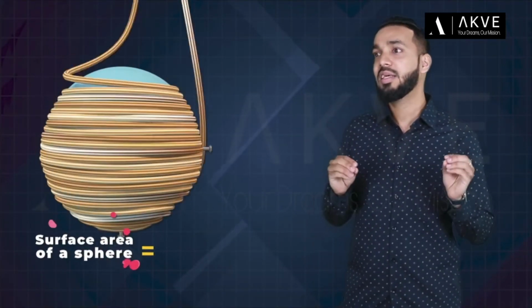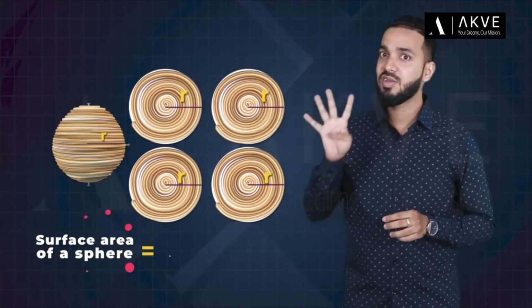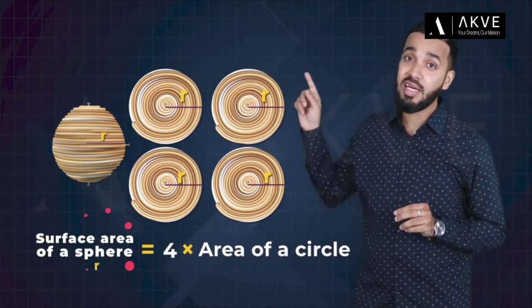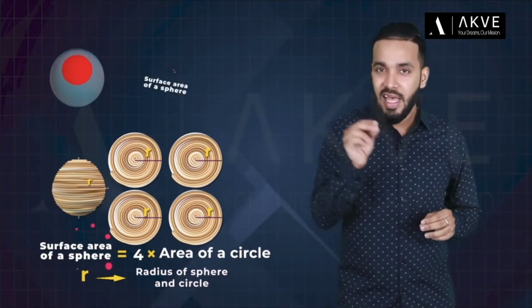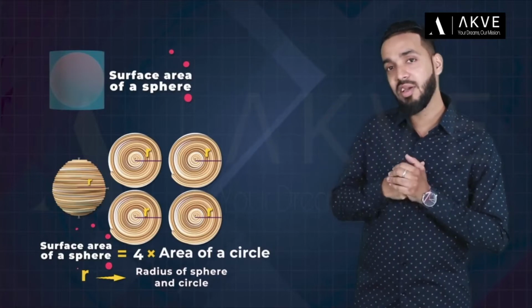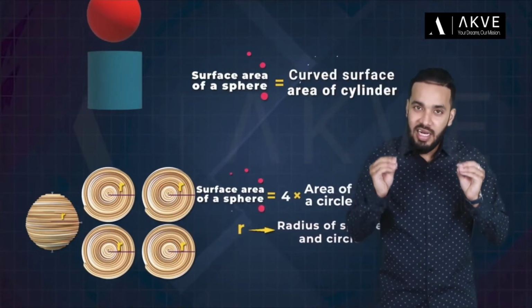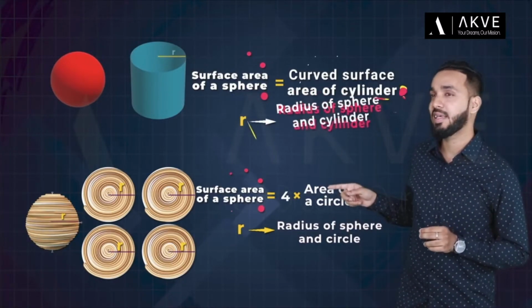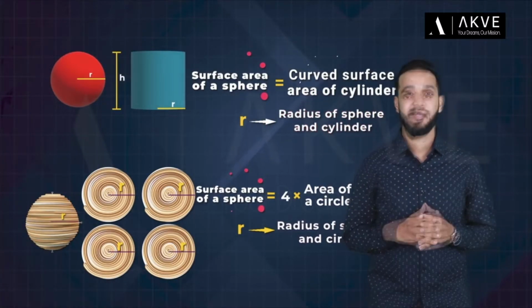Wasn't that pretty amazing? We learned 2 ways of memorizing the formula of the surface area of a sphere. The first was that the surface area of a sphere is 4 times the area of a circle of the same radius. And the second was that the surface area of a sphere is the same as the curved surface area of the cylinder that has the same radius and the same height.